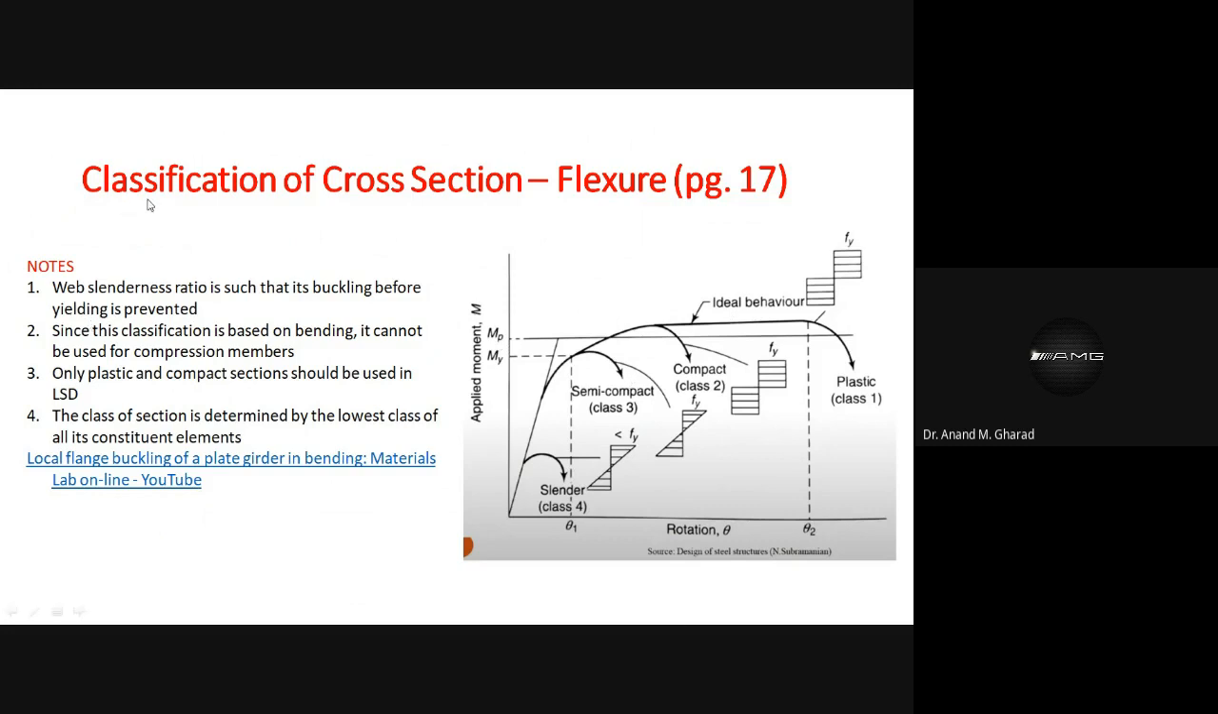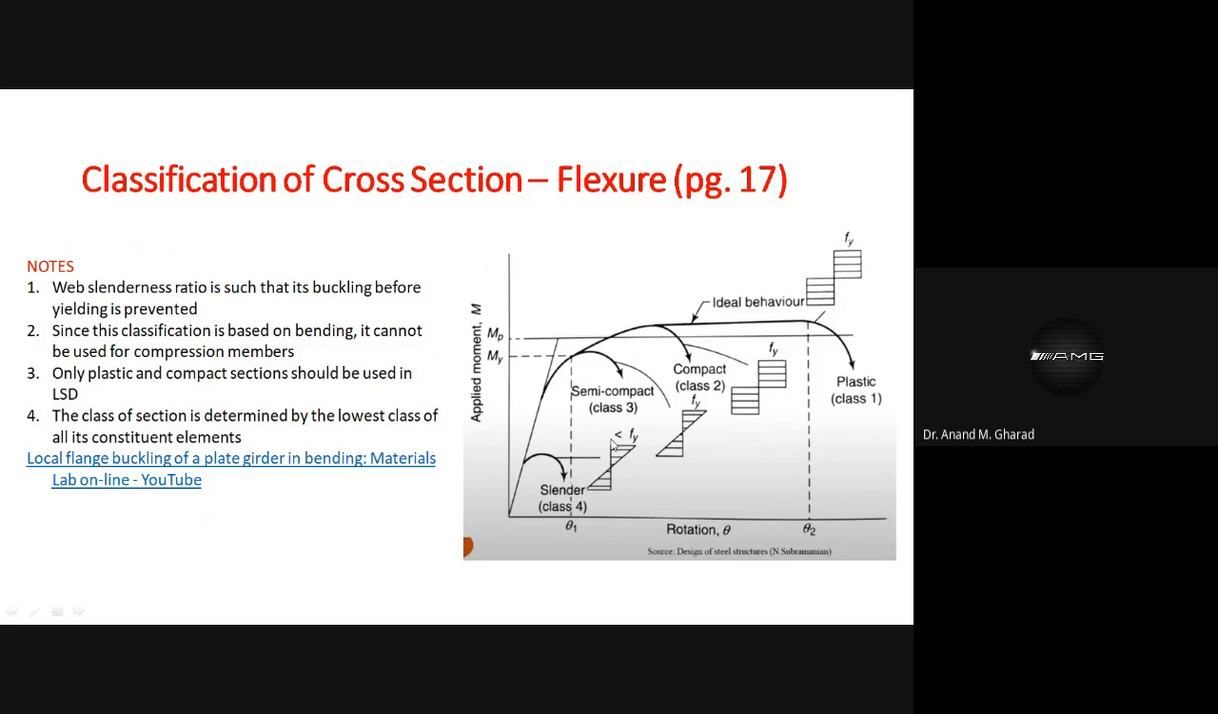Similarly, based on the description of classification, you can now understand that there are 4 different classifications made by your IS 800 2007. These are class 1, which is known as the plastic classification of cross section or plastic behavior. Second is compact, which is nothing but class 2. Third is semi-compact, which is class 3. And fourth one is slender, which is class 4.